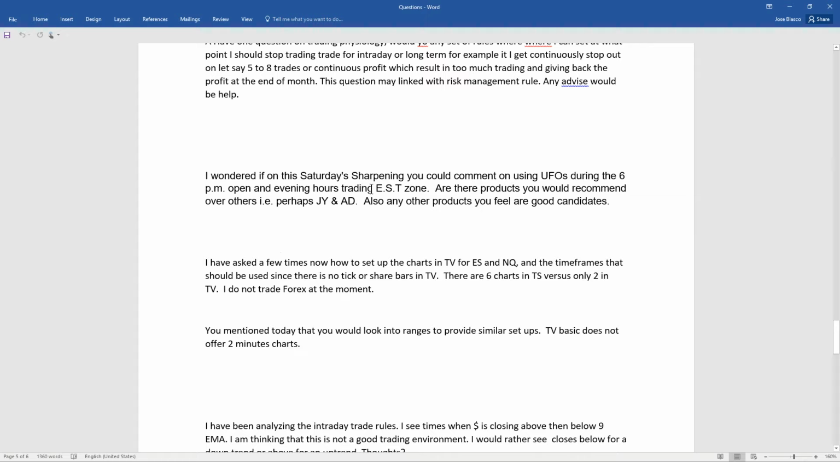I wondered if on this Saturday sharpening, you could comment on trading during the 6 p.m. open and evening hours in the EST zone. Are there products you would recommend over others, perhaps Japanese yen, Australian dollar? Also, any other products that you feel are good candidates?